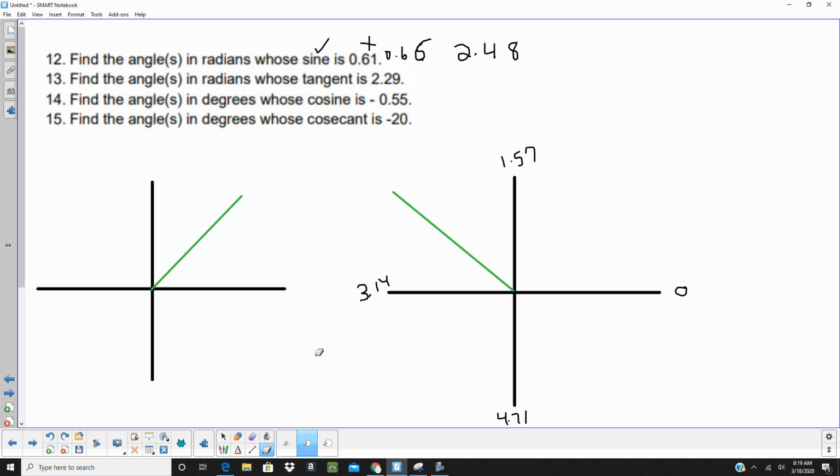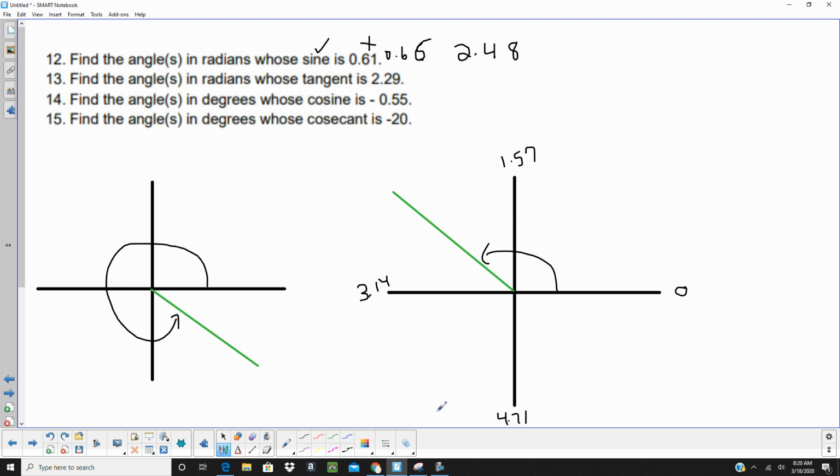So on that one, we're looking at tangent, and it's going to be tangent of 2.29. So that's positive. So it's going to be in this quadrant too, but it's also going to be in quadrant 4. So I'm just going to rearrange those. And the angles that I'm going to be getting are right here and right here.